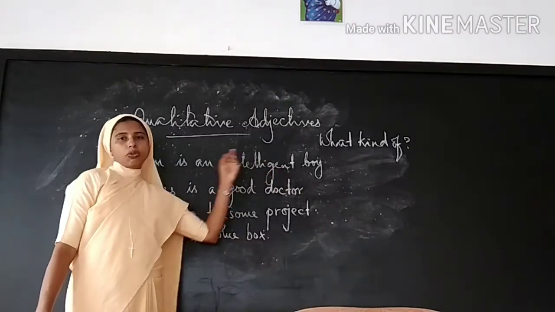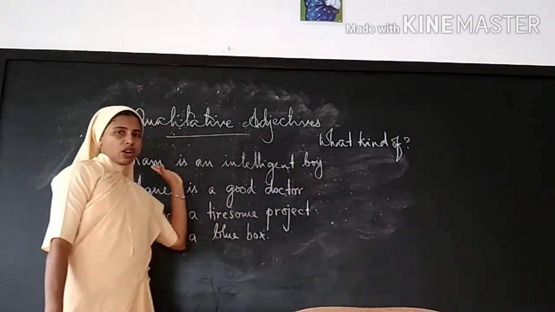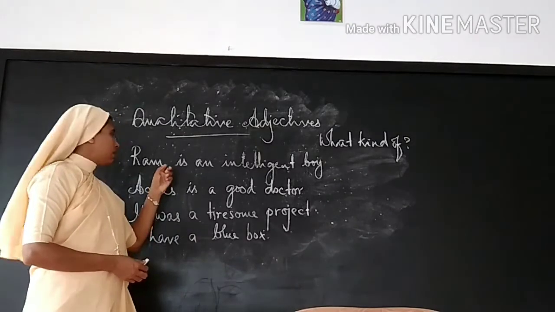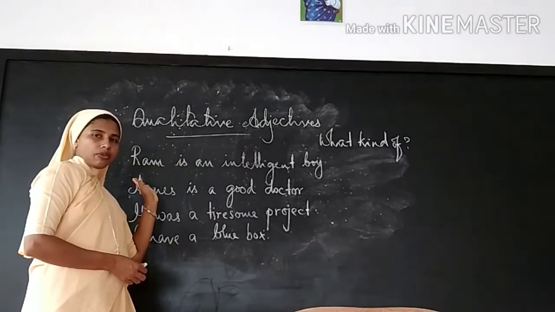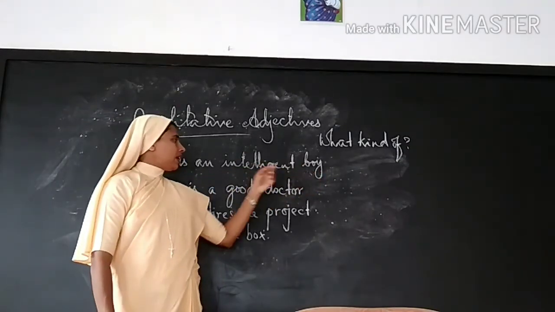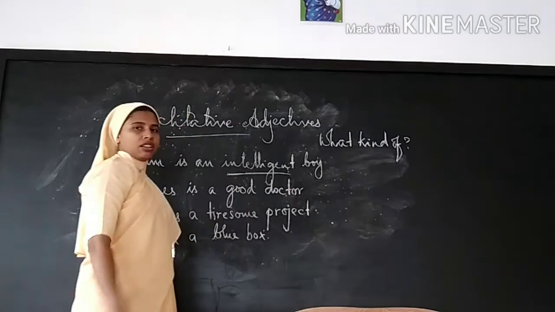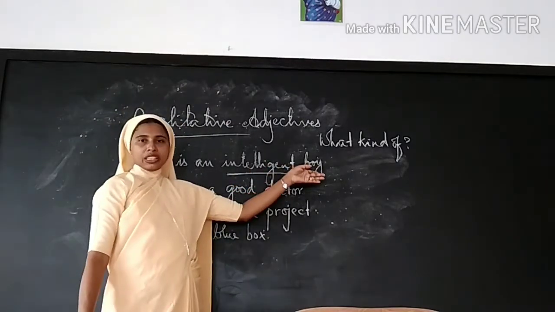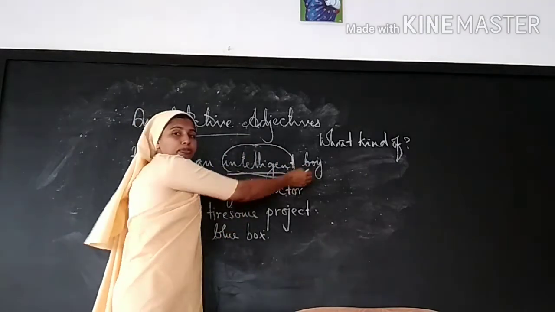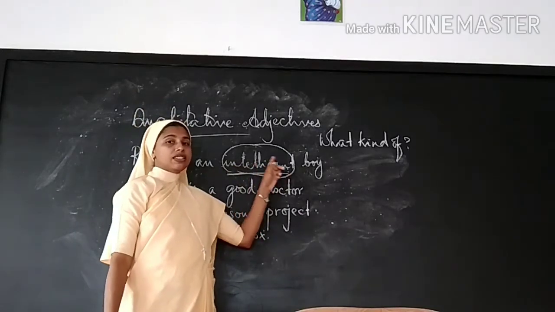Ram is an intelligent boy. Which are the nouns here? Ram and boy. These are the nouns used here. There is no describing word in front of Ram, so there is no adjective there. So let's see the second noun, boy. There is a word that is describing this boy, that is intelligent. Ram is what kind of boy? Intelligent boy. So this intelligent describes the noun boy. This is called the adjective of quality in this particular sentence, intelligent boy.